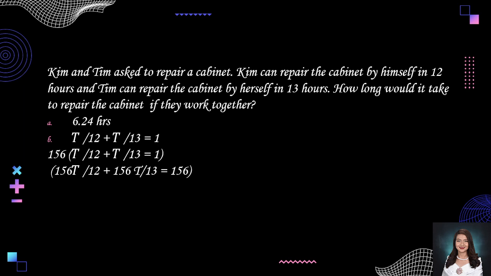And if we're going to simplify it, we just divide 156 divided by 12, we get 13t, plus 156t divided by 13, you get 12t. And now it is equal to 156. Next we're going to add 13t plus 12t and we get 25t is equal to 156, and we need to divide both sides to get the value of t. So t now is equal to 6.